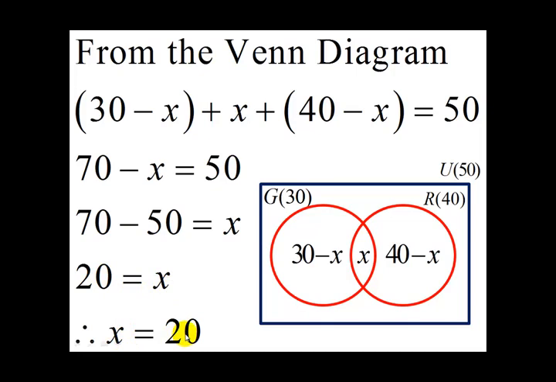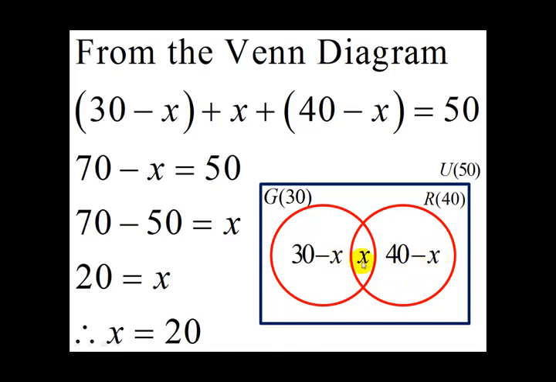This means that 20 traders sell both gari and rice. Assuming you were asked to find the number of traders who sell only gari, that will be 30 minus X, and if you subtract 20 from 30, you get 10. If you want to know the number of traders who sell only rice, you subtract the 20 we have gotten from 40, and 40 minus 20 will be 20.